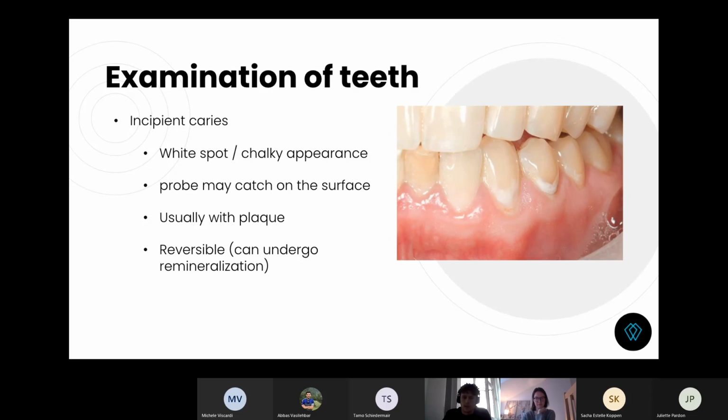It is usually reversible if you tell the patient to improve their oral hygiene, and if you do some remineralization fluoridation processes in this area. So it's not really an indication for restorative treatment yet, just for preventive treatment. But keep in mind that you can find those white spot lesions. And for those lesions, it's especially important to have a dry field, because those you usually don't see if the tooth is wet. Next slide.